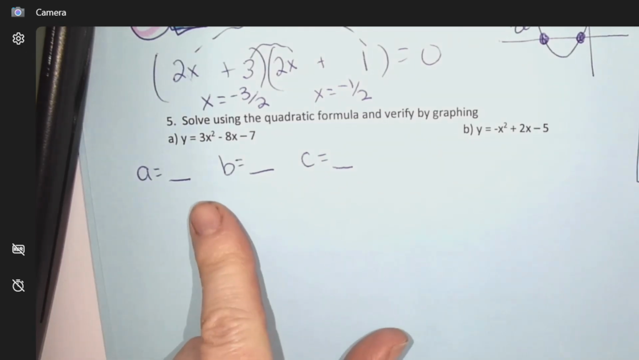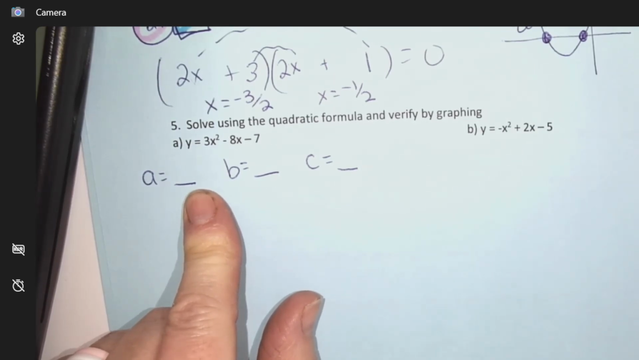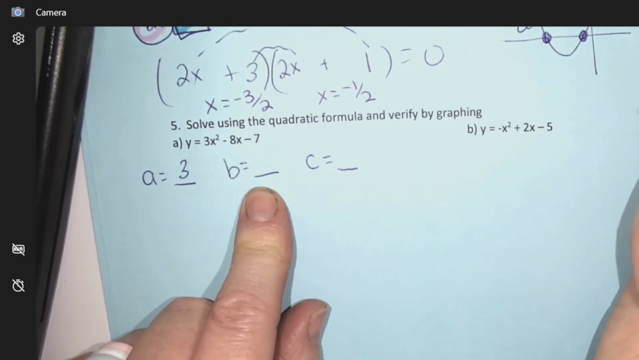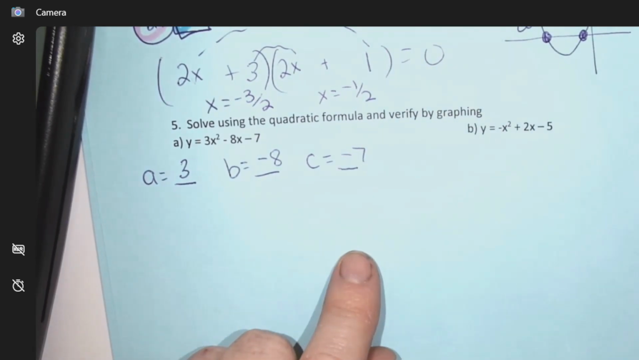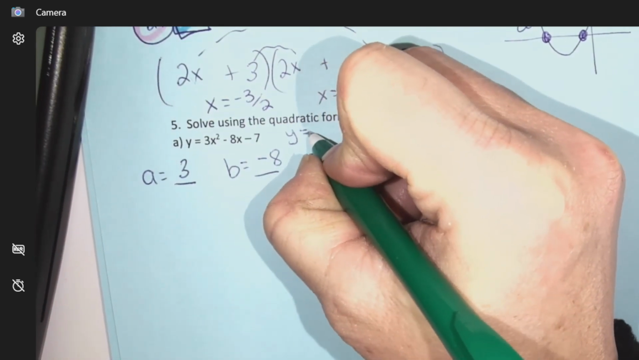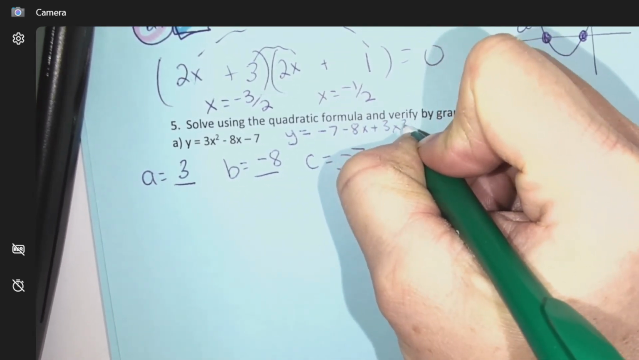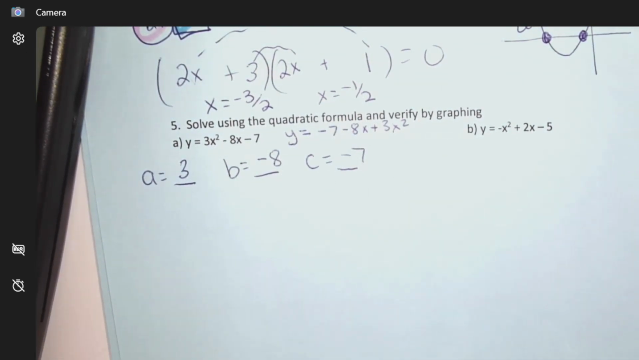Okay, so I'm going to go, what is the A, the B, the C? A is how many x squareds. First thing is the x squared, so that's 3. B is how many x's, -8. And C is the number. You guys all know that I could trick you by, I might write y equals -7 minus 8x plus 3x squared, right? Or whatever. I might trick you. So pay attention in case I don't write it in the order.